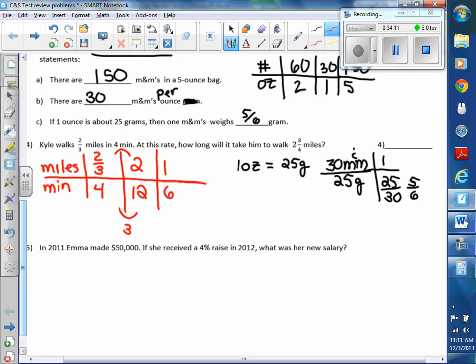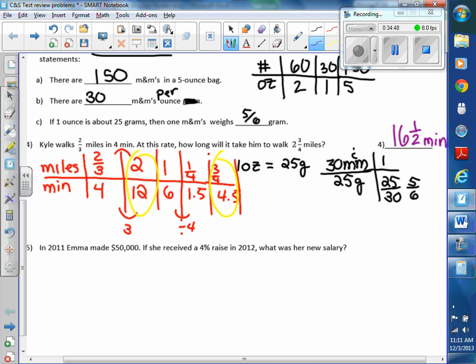Okay. So can I get 1/4 of a mile while I'm here? If I divide by 4, right? So what's 6 divided by 4? 1.5, right? Can I get 3/4? Triple, right? 4.5. So now I have 2 3/4 takes 16.5 minutes, right?